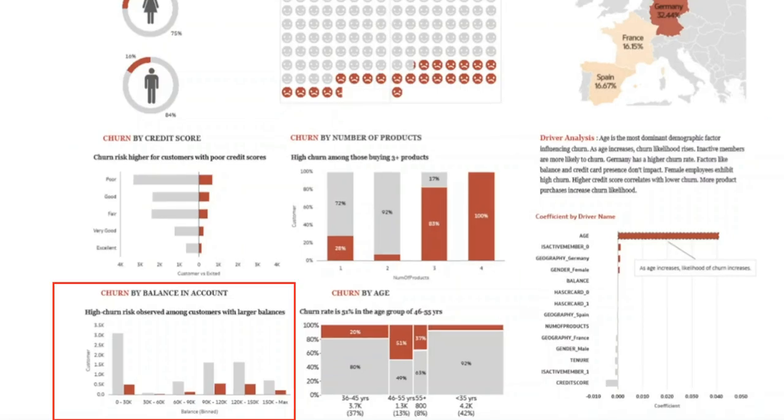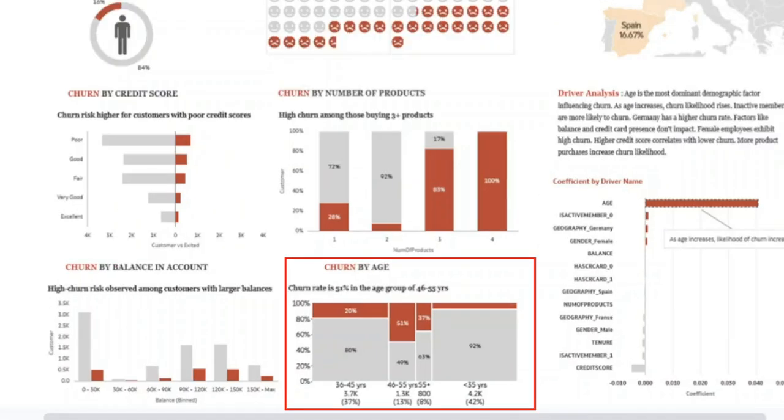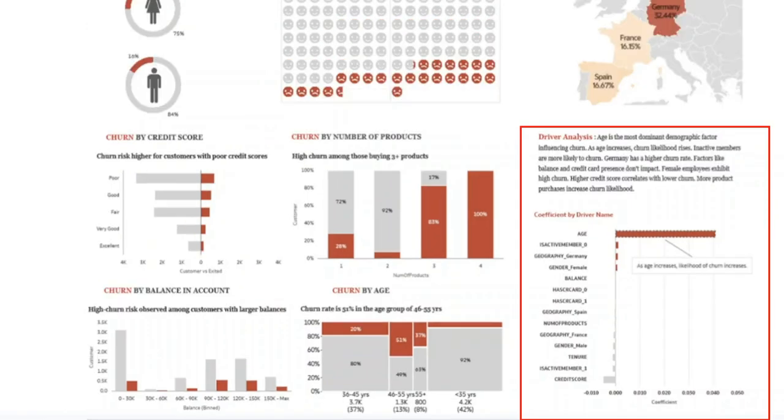Looking at churn by balance in account, we quickly can infer that customers having larger balances are more prone to churn. And lastly, for analyzing churn by age, I have used Marimekko chart, which allows us to see the proportion of population in each of the age segments and also the extent of churn in that segment. So we sense that very high churn is being observed in customers greater than 46 years segment. That was all about charts and graphs.